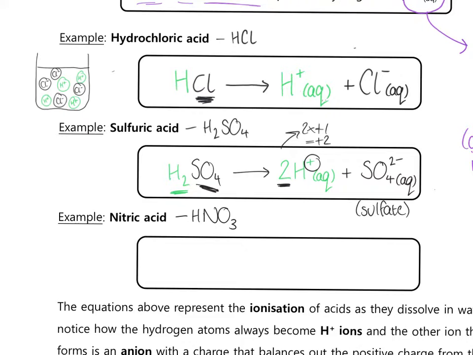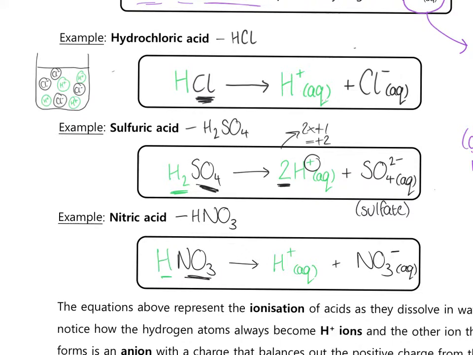So if we look at the formula of nitric acid, it's HNO3. We know that all acids dissolve in water to give us H+ ions. And we only have 1 hydrogen, so I only need 1 hydrogen ion. What I'm left with is NO3. And if we think about what charge it's going to have, the charge of the hydrogen ion is plus. Therefore, the charge of the nitrate ion is going to be minus.